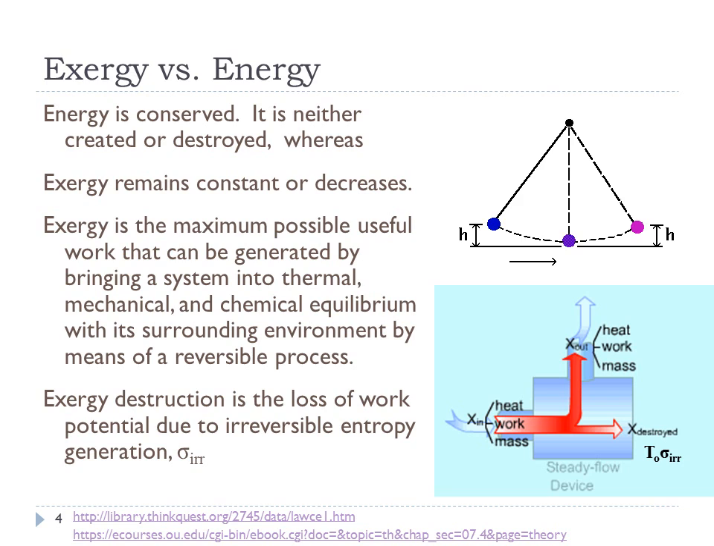However, in real thermodynamic processes, you'll have heat or work entering a system, and you'll have some amount of heat and work leaving. But ultimately, there's always some small amount of Exergy that's destroyed if you do this in a finite amount of time. If you could wait an infinite amount of time, you could avoid that sigma IRR. But if you try to do it in a finite amount of time, you always end up destroying some Exergy. And that amount of Exergy, as we'll see later on, is equal to the temperature of the environment times that sigma irreversible.